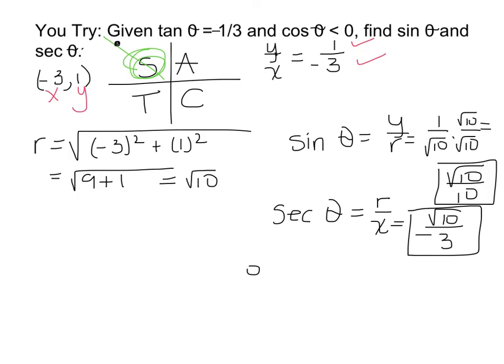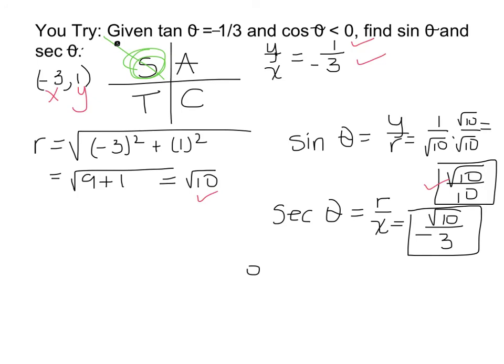And then I used my formula to help me find r, and I got the square root of 10. Then I knew that sine's ratio is y over r, and I have to rationalize the denominator, and that's how I got this answer. And then secant is the reciprocal of cosine, so that's r over x. And there is your ratio for that.